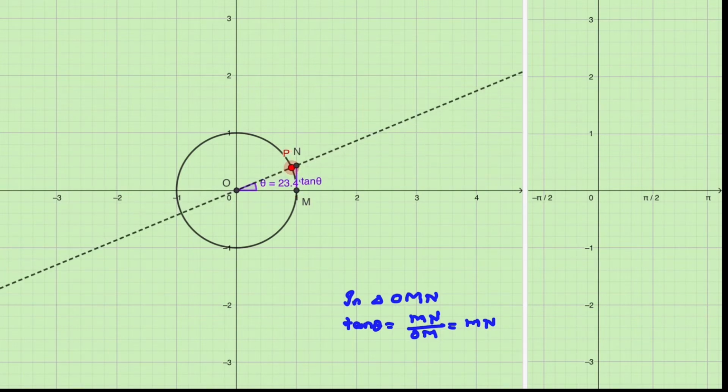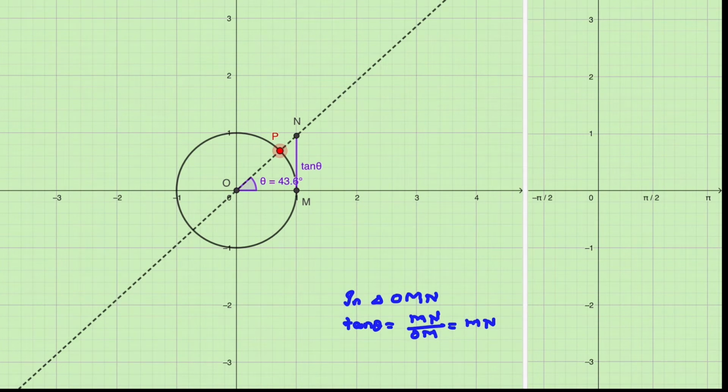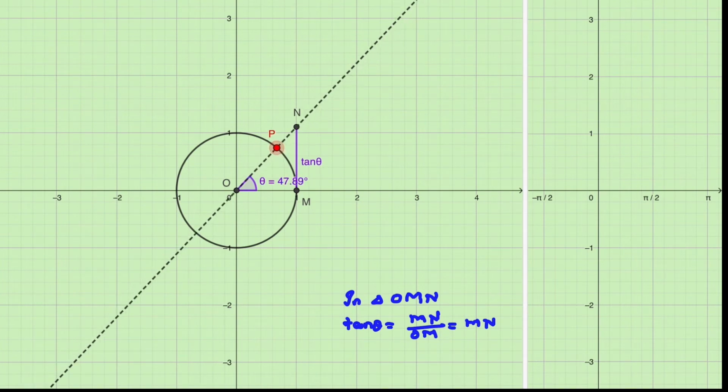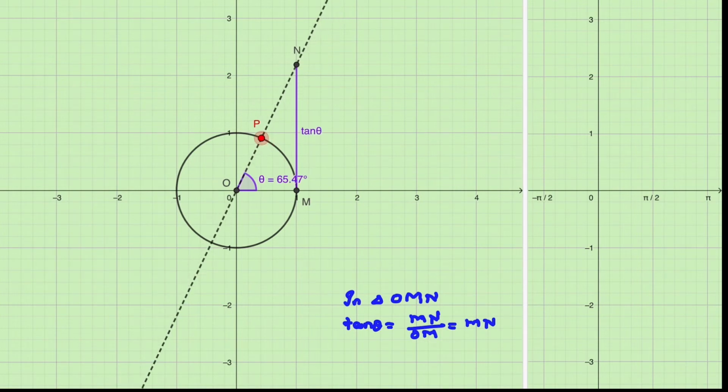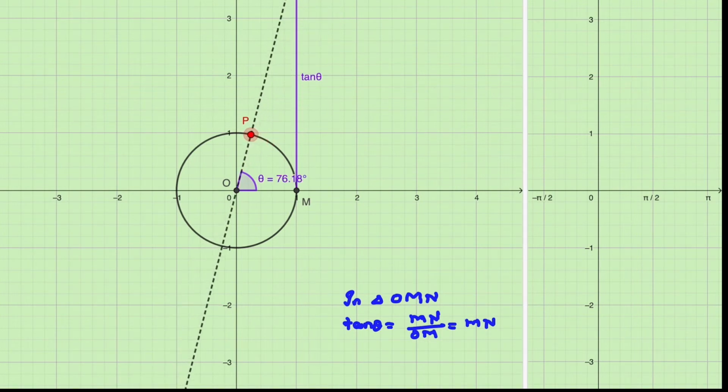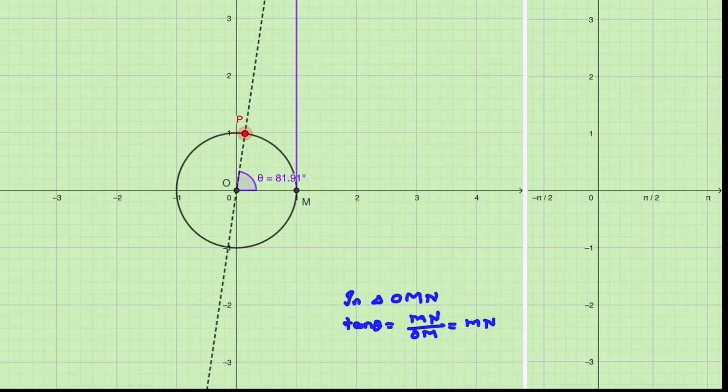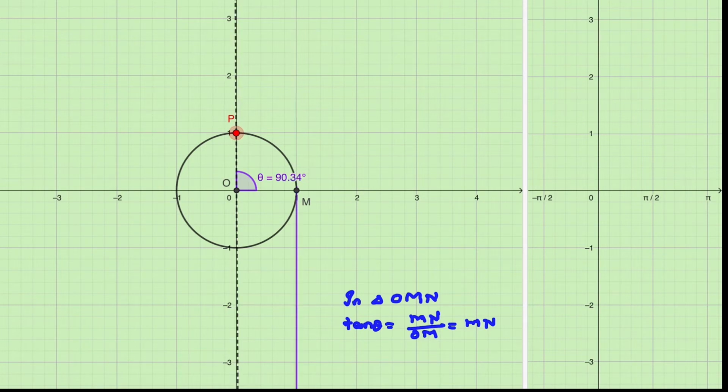As theta increases in the first quadrant, look at the line segment MN. It is increasing. Therefore, tan theta value increases from 0 to infinity. Very big it becomes as theta approaches 90. And when theta is 90 degrees, tan theta is not defined. And when it is little more than 90, it comes to the second quadrant. In the second quadrant, tan theta will be negative. And look at the length of MN.